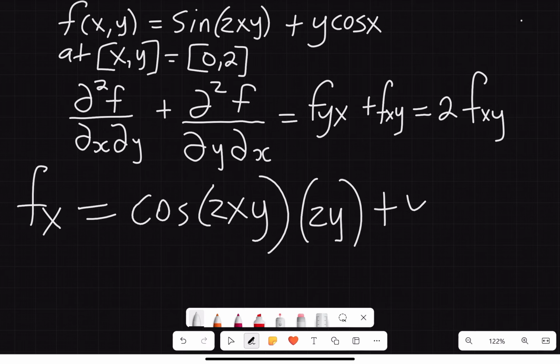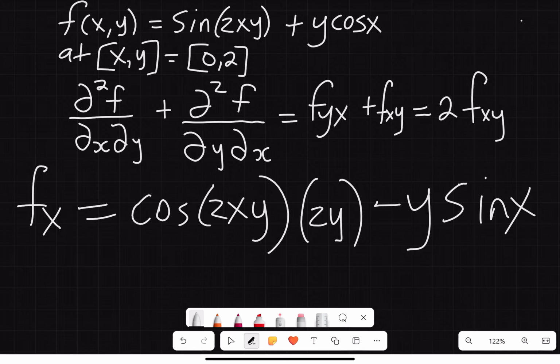So plus y. Then cos x becomes negative sine x. So I'm going to say negative sine x there. Perfect. That is our derivative with respect to x.